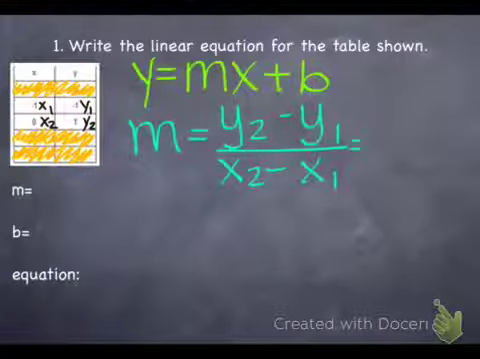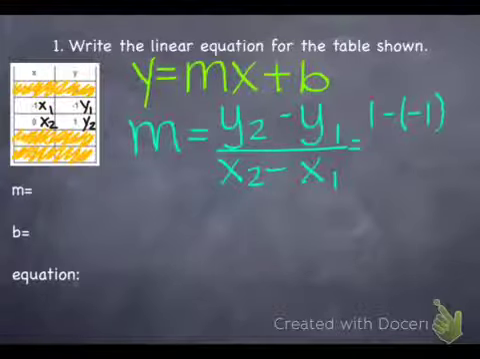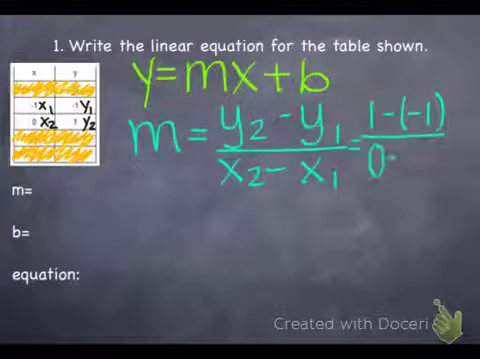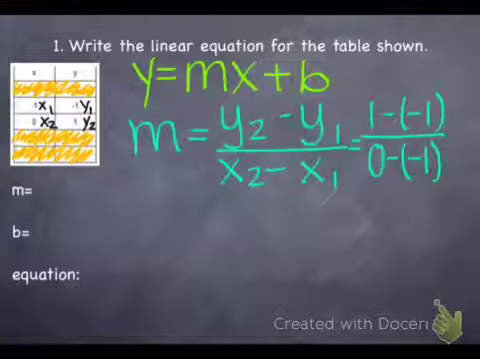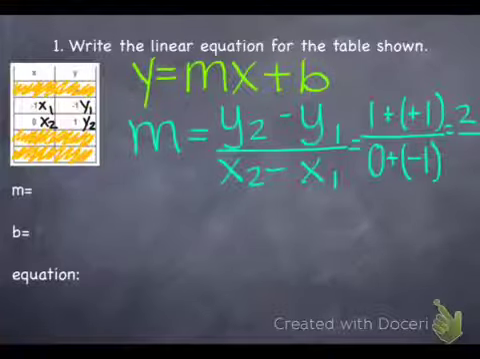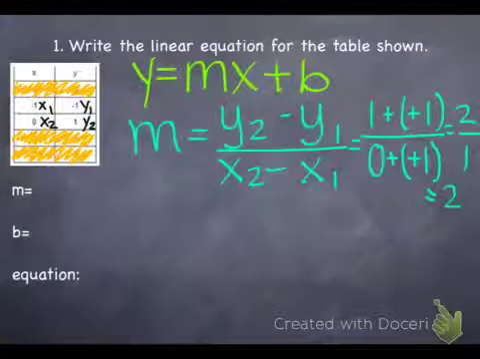So for this table, I've got a y2 of 1 minus my y1 of negative 1, and then an x2 of 0 minus an x1 of negative 1. So I'm going to simplify over here. I've got on top a minus and a negative, so I'm going to do keep, change, which is going to make that plus. And then down here I also have a keep, change, so 0 plus 1 is 1, which is going to simplify to 2. So our slope is 2.